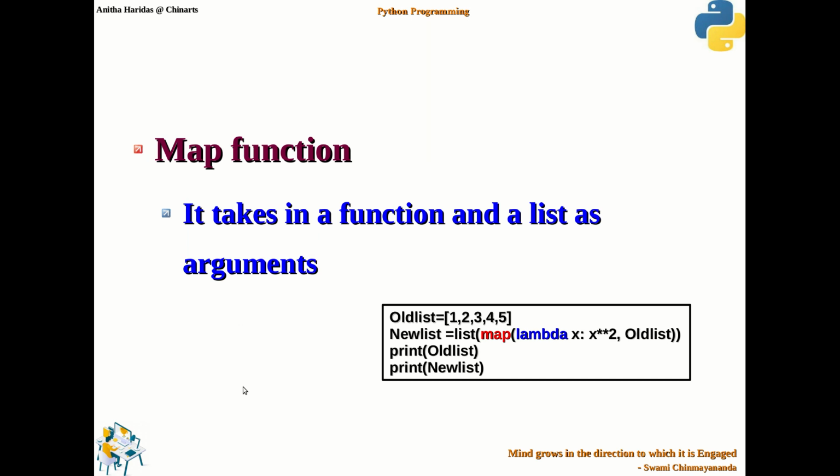Map function we had already discussed when we talked about list functions. Map function takes a function as well as a list as arguments. So this is how it is going to take. It takes a function here. First argument will be a function and second argument will be a list. The map function takes two arguments. First argument will be a function, second argument will be a list, and this function will be applied on each and every element of the list, and it will be returning a list in the end.